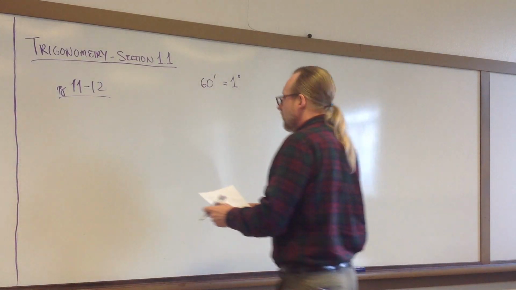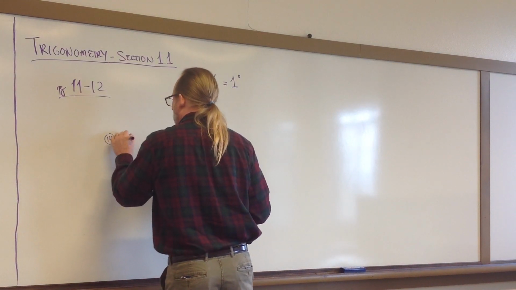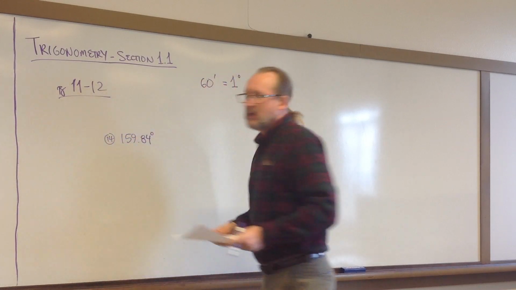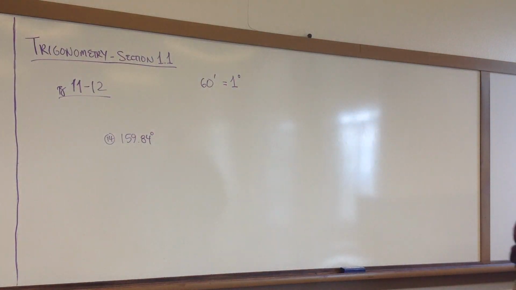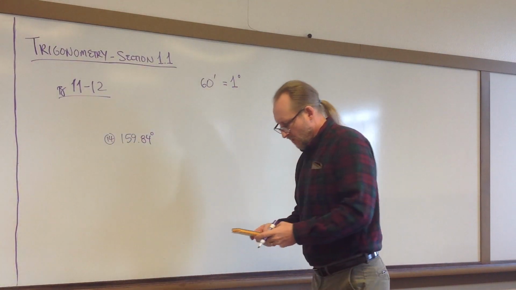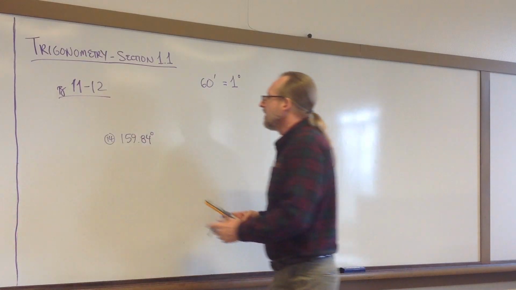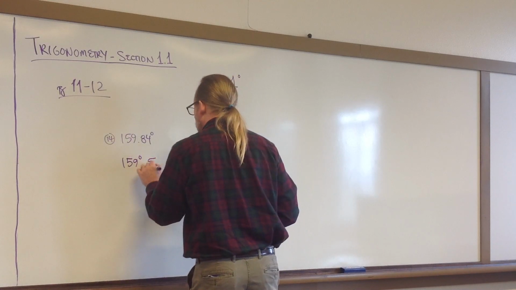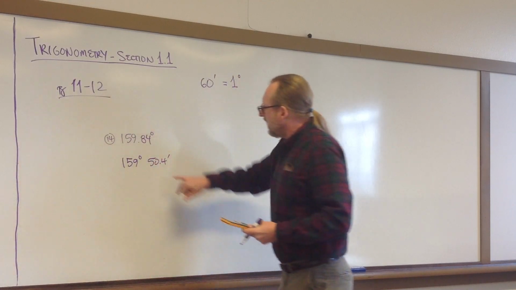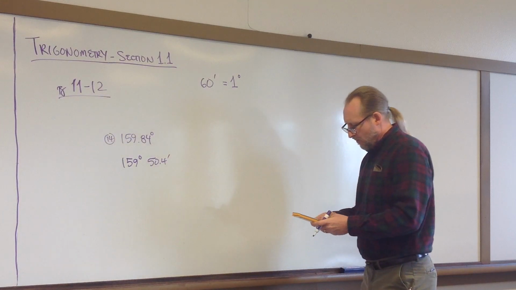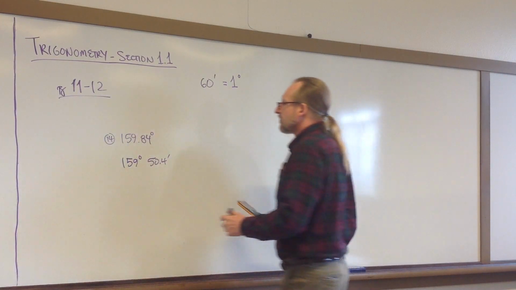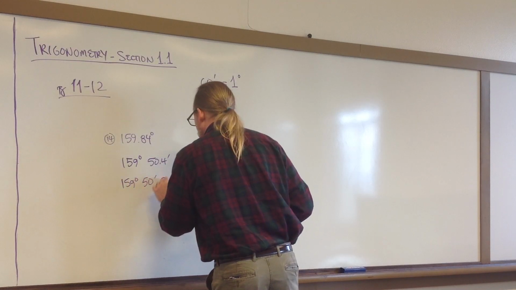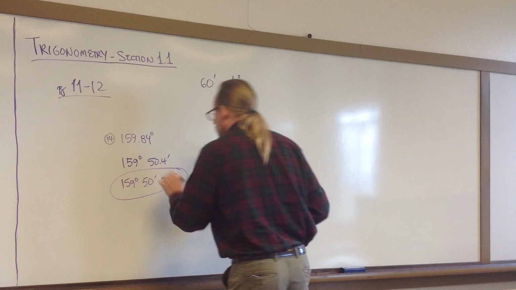Okay, problem 14. 159.84 degrees. The idea here is that we want to take that 0.84 and multiply it by 60, so this is 159 degrees, 50.4 minutes. Now ideally we want to take that 0.4, multiply that by 60, and so this is 159 degrees, 50 minutes, and 24 seconds. And there we go.